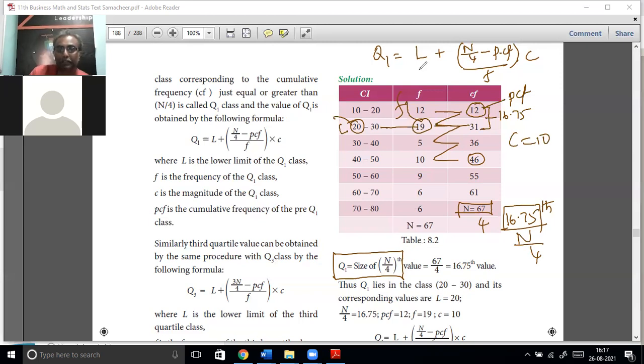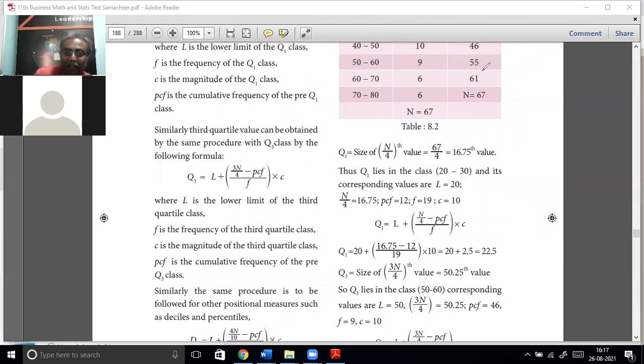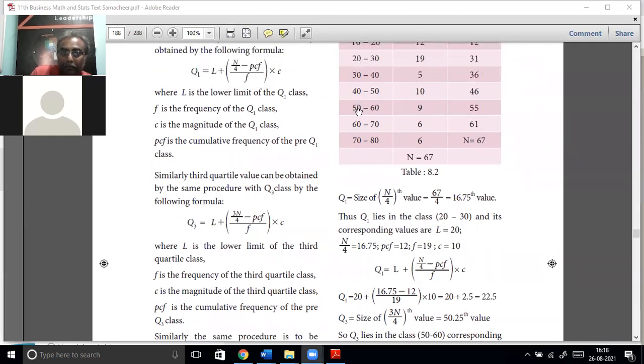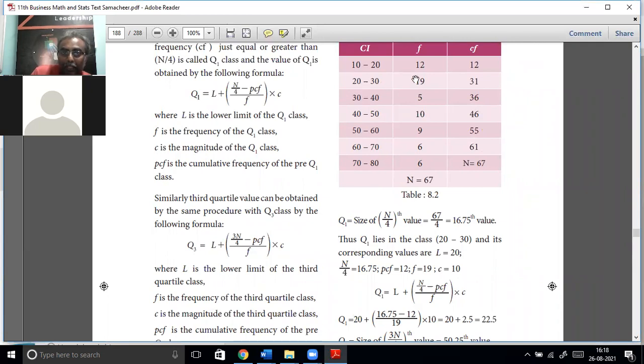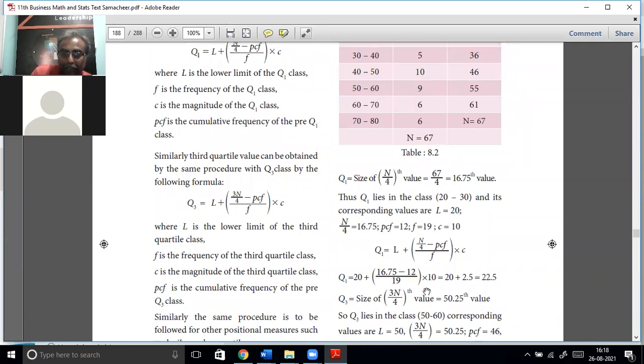Let us see how it is calculated. L is 20. Then n by 4 is 16.75, which you already calculated. Then the frequency is 19. For 20 to 30, F is the frequency 19, PCF is 12. PCF 12 is put in. Class interval C is equal to 10. So 16.75 minus 12 is 4.75, by 19. If you divide 4.75 by 19, you get 2.5.